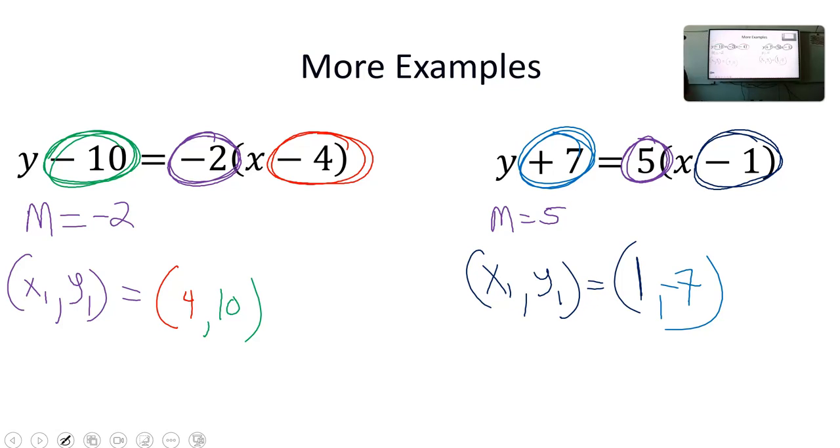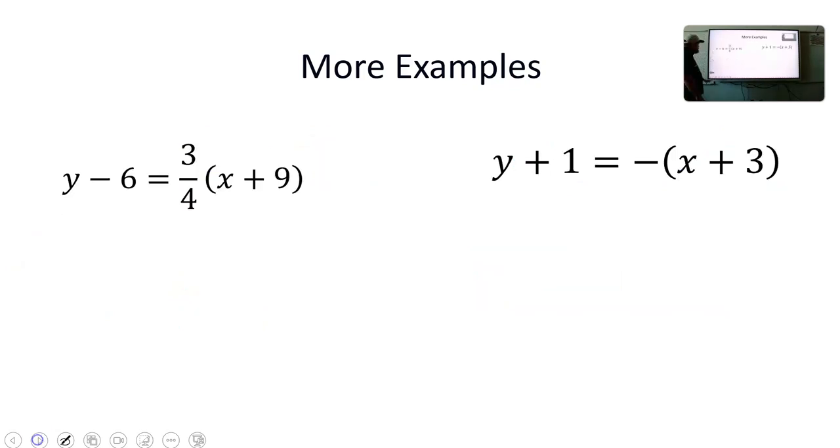Pretty straightforward. Hopefully, there's not a lot of confusion with that. Whatever your m is will always be in front of the parentheses, and then you can do the opposites to find the coordinates. Let's do 2 more real quick.